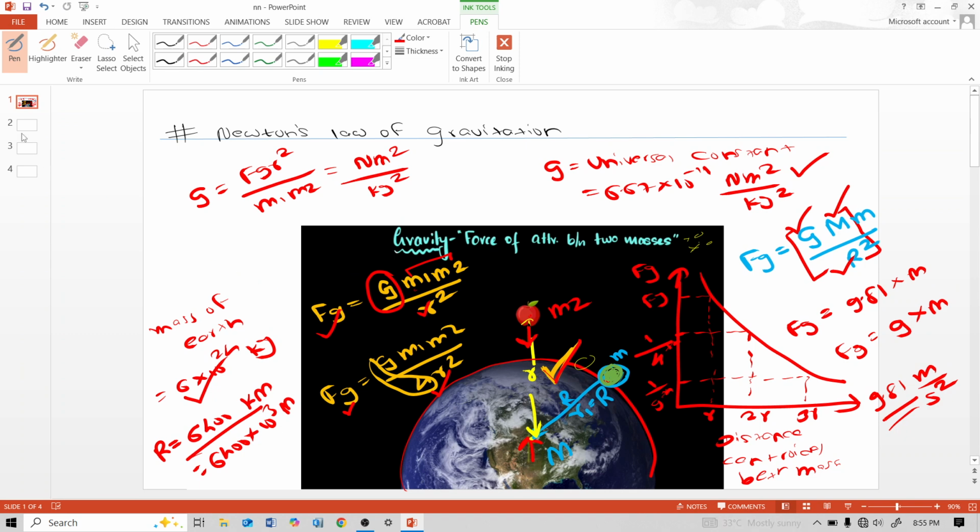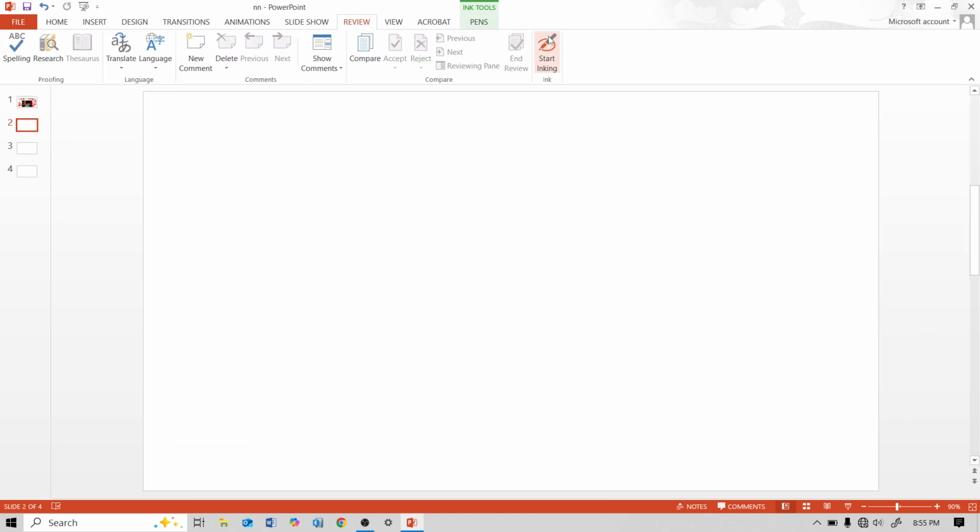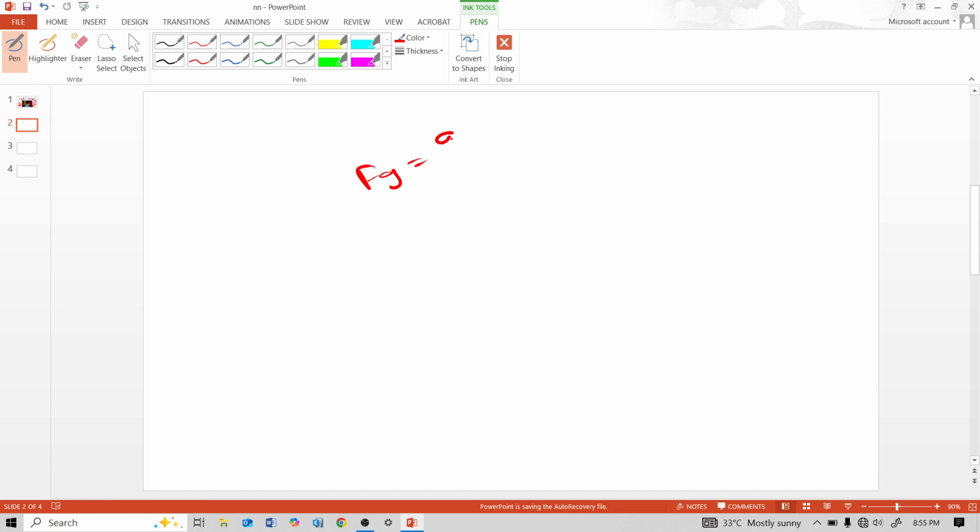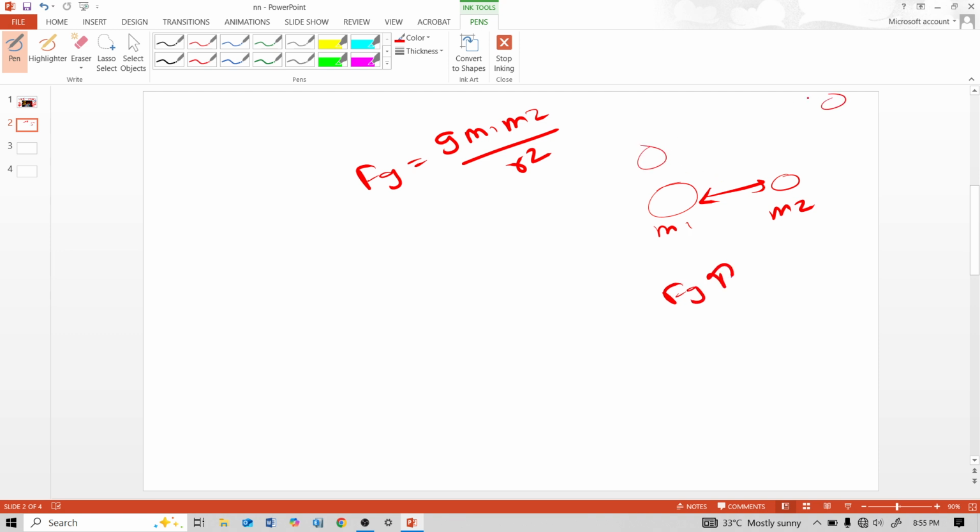So see, the force of gravity is G m1 m2 upon r square. So if my m1 object and m2 object are too near to each other, then the force of gravity will increase, and if these objects are far away from each other, then the force of gravity will decrease. And if the masses of the objects are high, then the force of gravity will increase. If the masses of the objects are low, then the force of gravity will decrease.